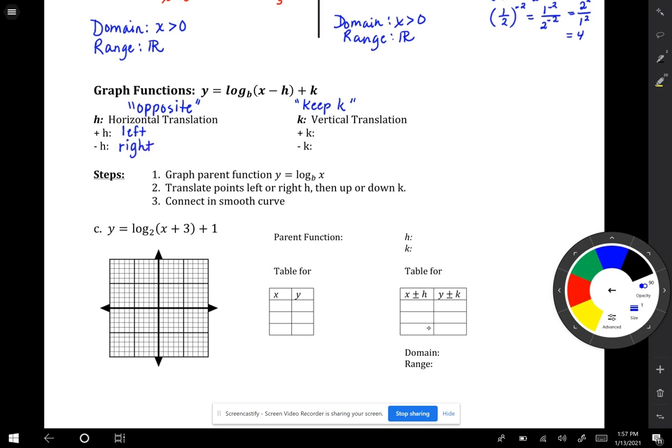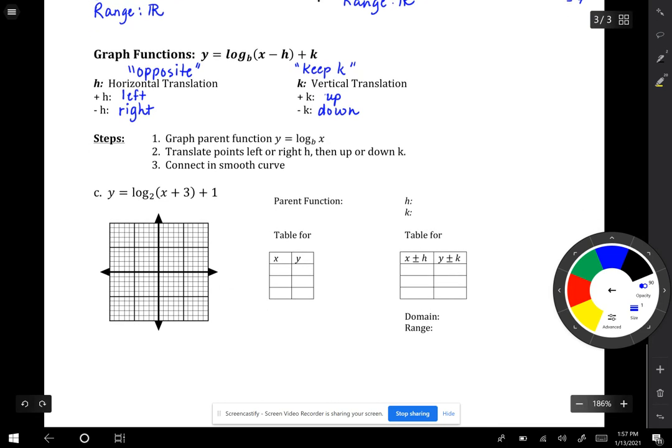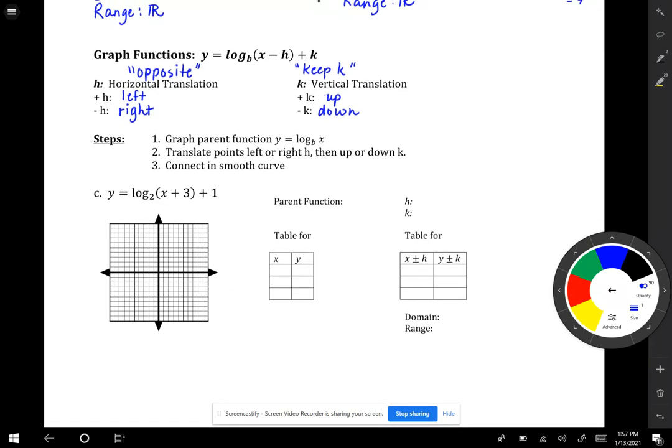K, luckily you don't have to worry about being opposite. A positive k means you're moving up. Negative k means you're moving down. All right. What are the steps of graphing a log function that has h and k involved, or just h or just k? Step 1, you graph the parent function, which is just the basic y equals log base b of x. Then step 2, you translate points left or right, h, then up or down, k, and then 3, connect in a smooth curve. I actually like doing these. This really makes sense. It really, really does.